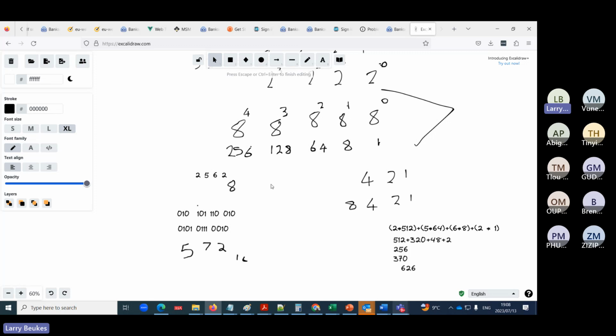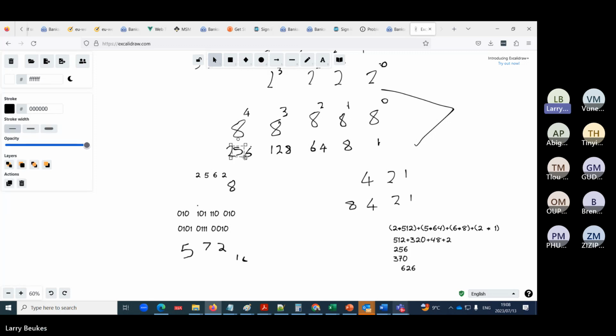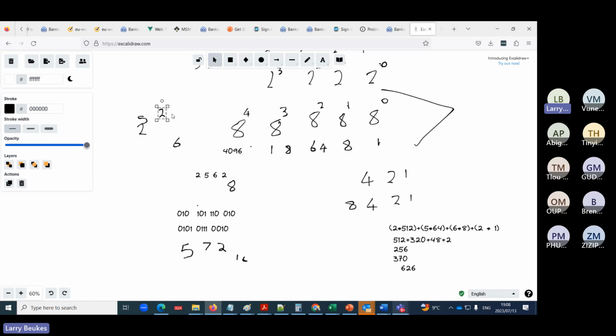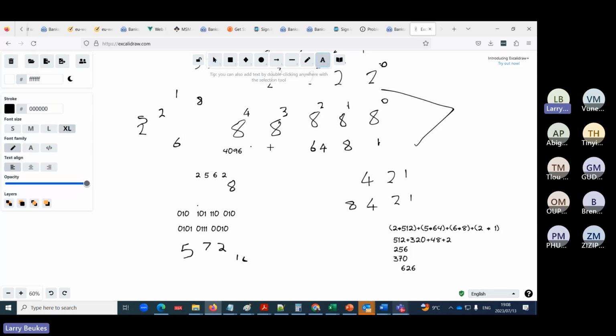Then 4096. Yeah, okay. I don't know how to erase this. Oh yeah, let's move it. Let's move it away. 4096, right? Yeah, 4096 here. 4096. Okay, then this one will go to 512. So here it's gonna go to 512. Okay. So it's fine.